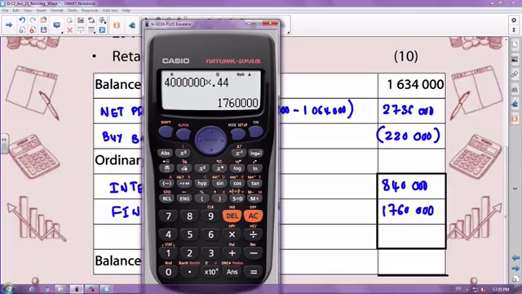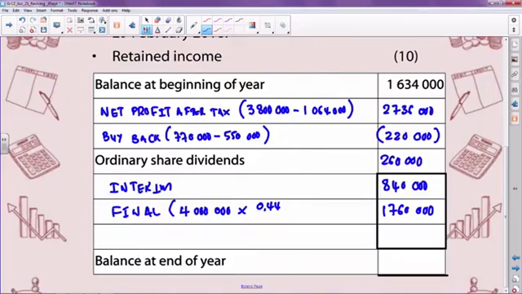1,760,000. All that you do now is you add that plus your 841.23, and that will give you your total dividends of 260,000. Obviously, you're going to take your balance at the beginning, add your net profit after taxation, subtract your buyback, subtract your dividend, and that will then give you your balance at the end of the year.